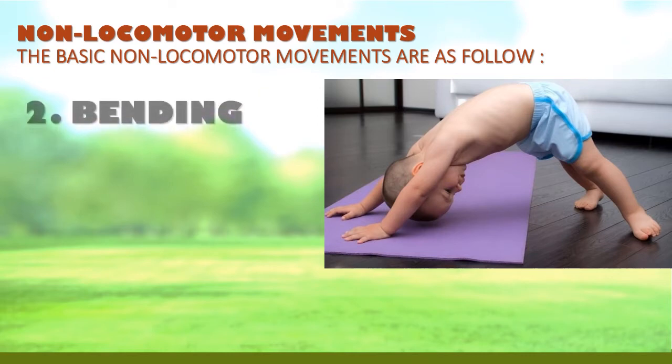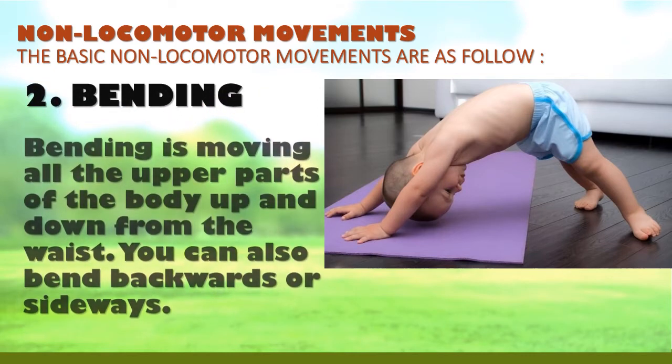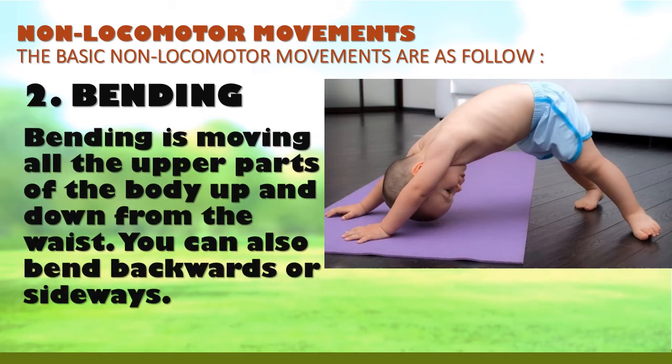Another example of non-locomotor movement is bending. Bending is done by moving all the upper part of the body up and down, most especially from our waist. And we can bend our body in different ways. We can bend our body sideways, we can bend backward.